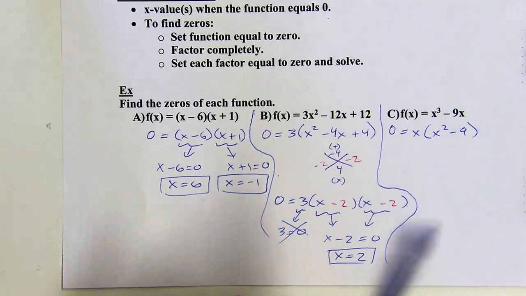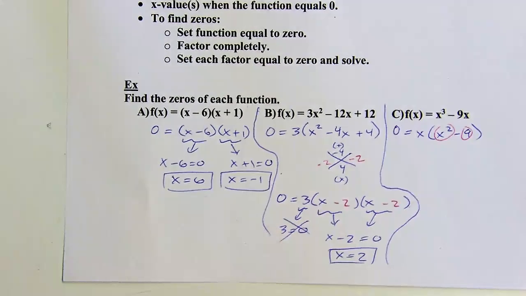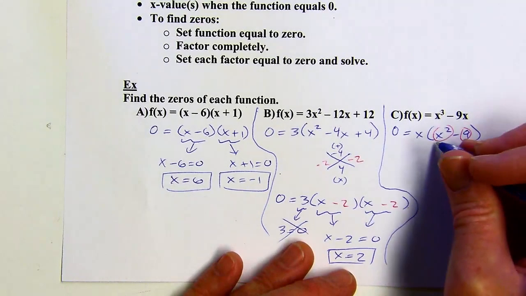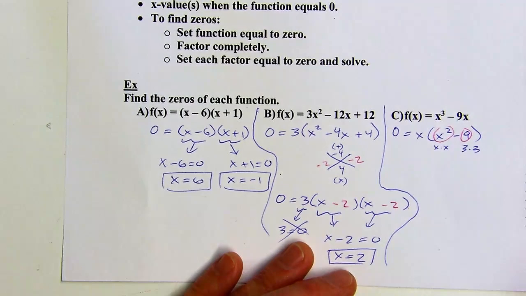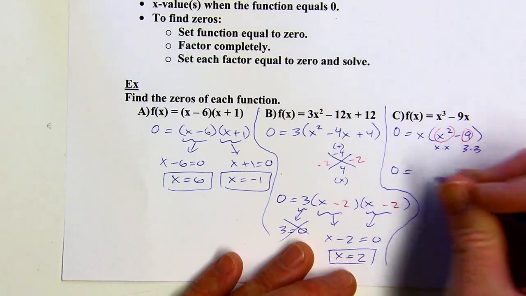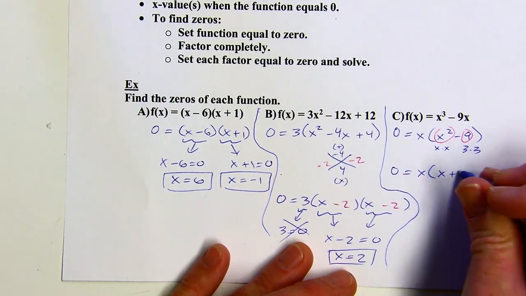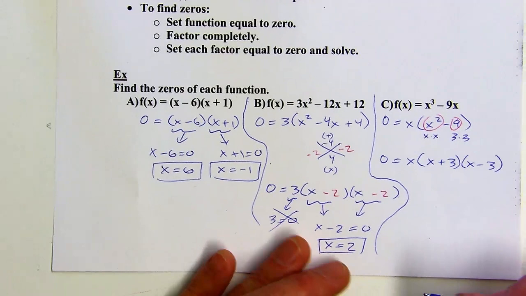Okay. Now, this isn't completely factored yet because I've got a difference of squares here, which I can factor further. They're both perfect squares, and they're subtracted. So x times x is x squared, and 3 times 3 is 9. So you got to know the pattern here for a difference of squares. This is going to factor into x plus 3 times x minus 3. Okay? Now I've got this completely factored.